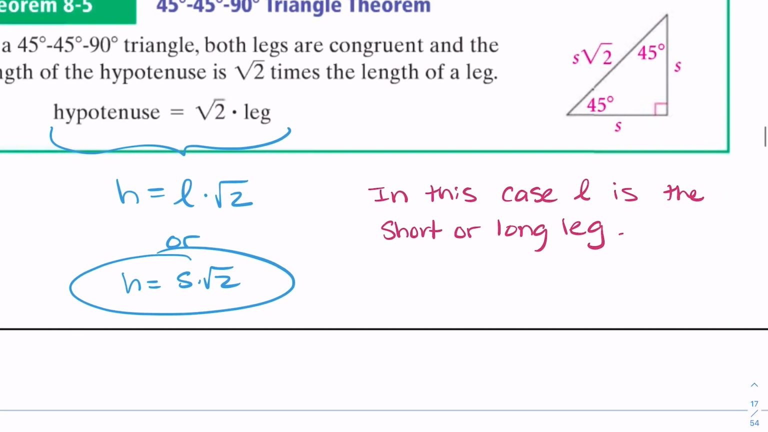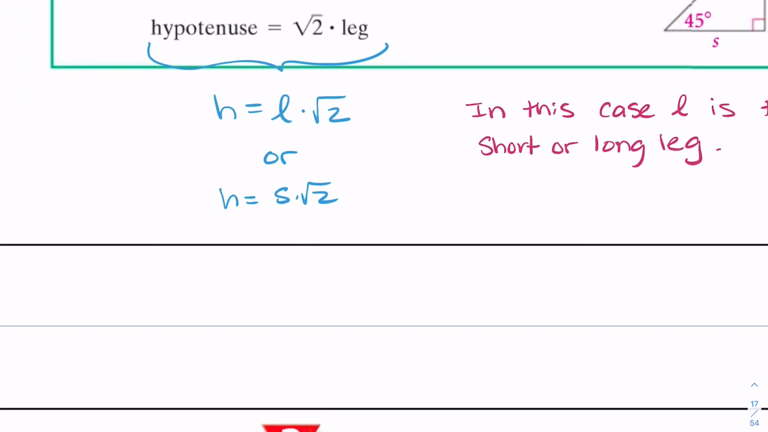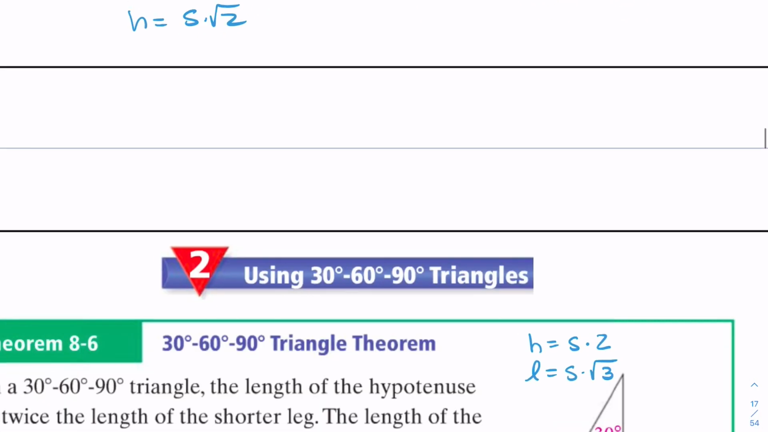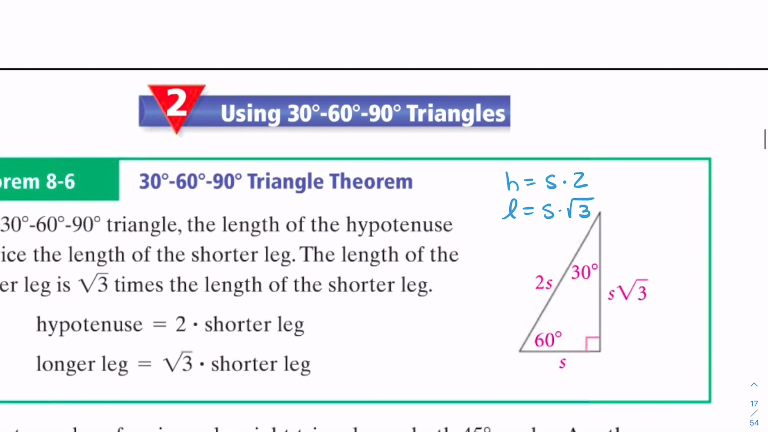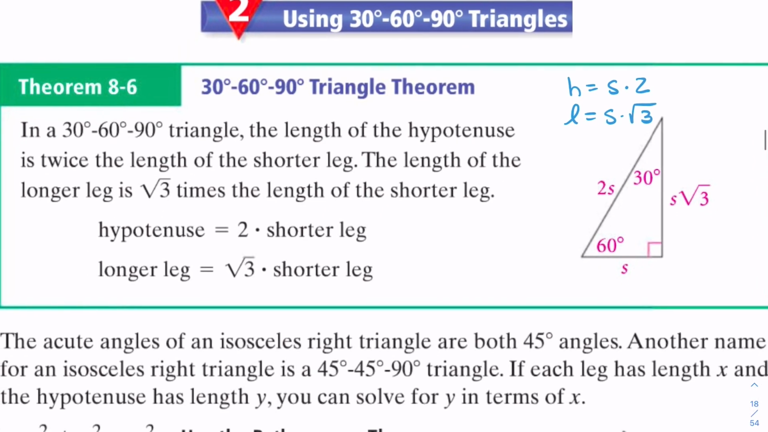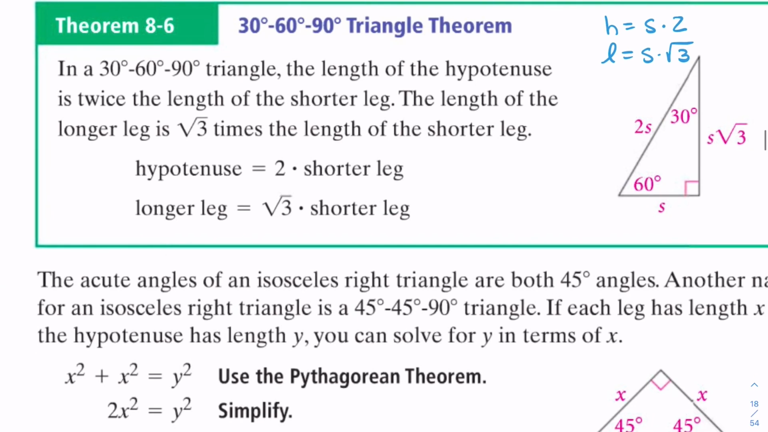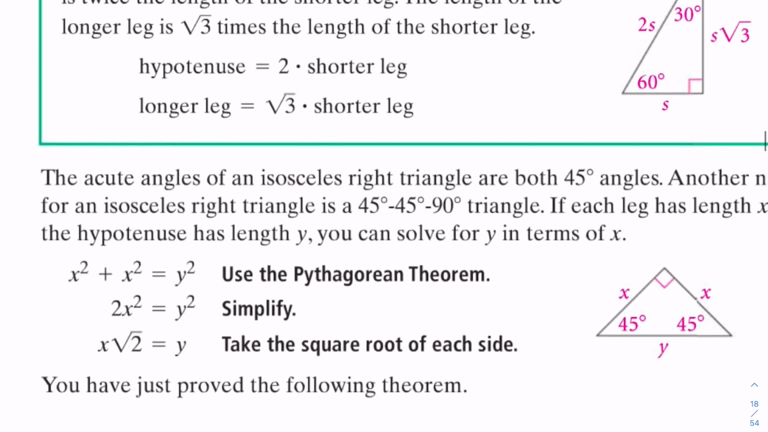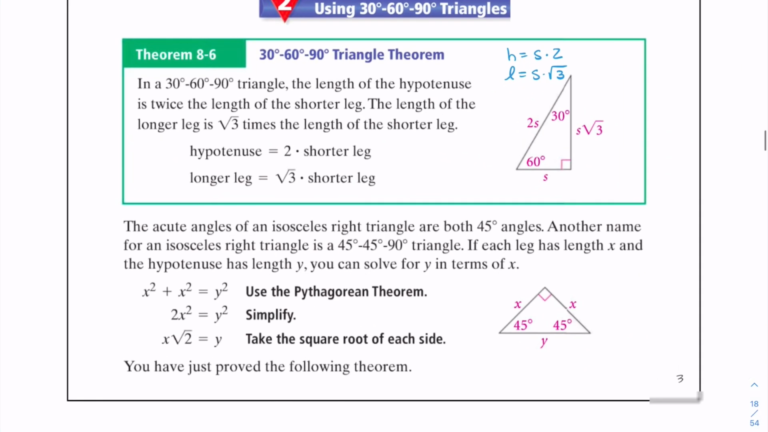It doesn't really matter which one we use for the 45-45-90, I guess we could call it long leg: h equals long leg times the square root of 2. For this one, the order is going to matter because there is a short leg, a long leg, and a hypotenuse. This is a proof for it. In a 30, 60, 90 triangle, the length of the hypotenuse is twice the length of the shorter leg. The length of the longer leg is square root of 3 times the length of the shorter leg.